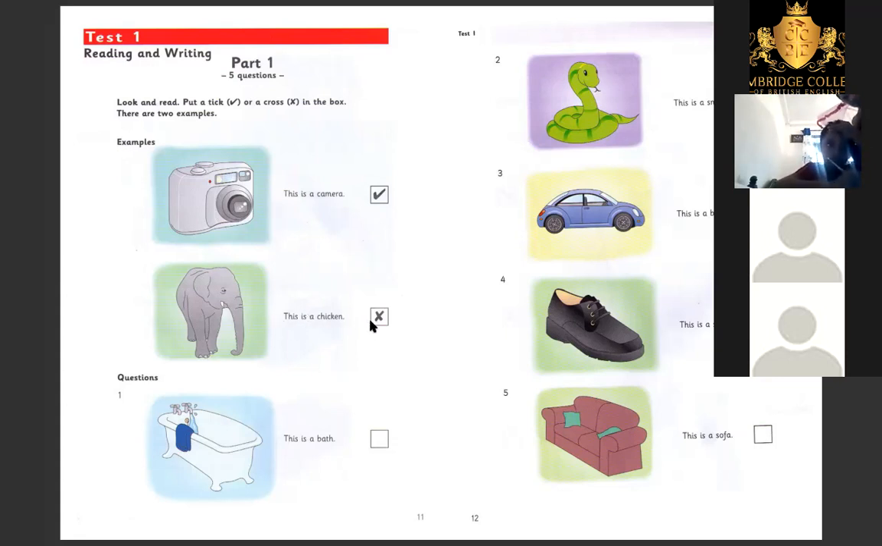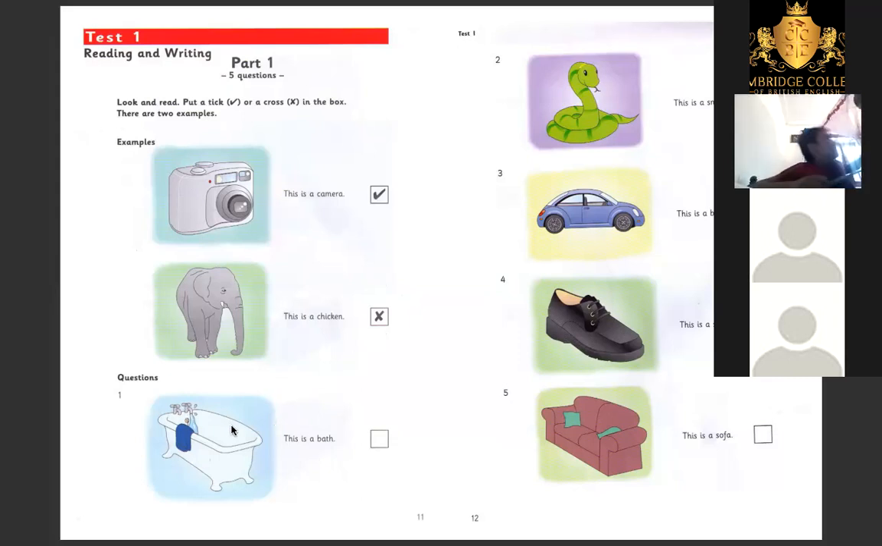Next one, this is a chicken. Is there a chicken? No need to write the examples. So this is not a chicken, so you should put a cross. Next one, this is a bath. What is it in the picture?